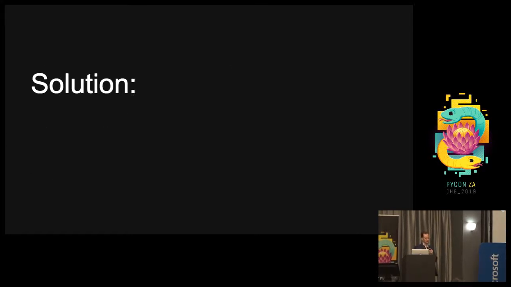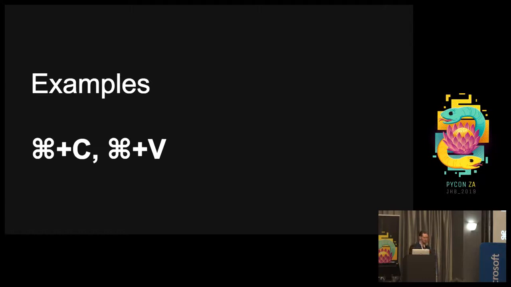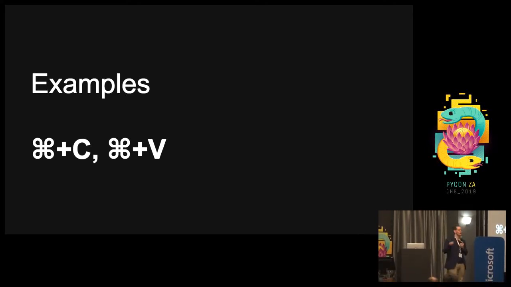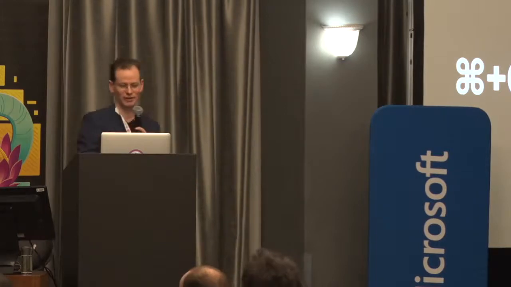So the solution, which I call the incremental UI, is the opposite. And I'll give you some examples of things that work really well that are, in my view, incremental. Copy-paste. I can copy something, and I can paste it later. I didn't paste and copy. I didn't have to say, where are you going to paste this, before I was allowed to copy it. Simple, like, little distinction.